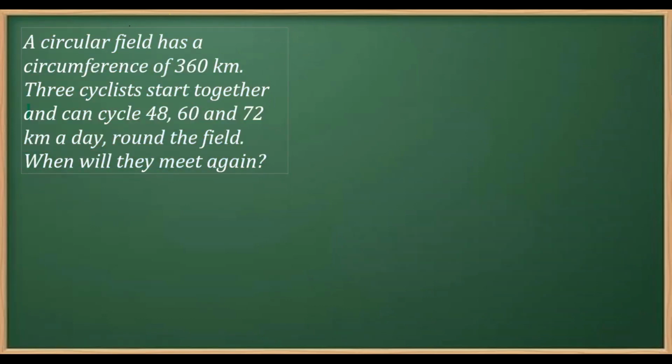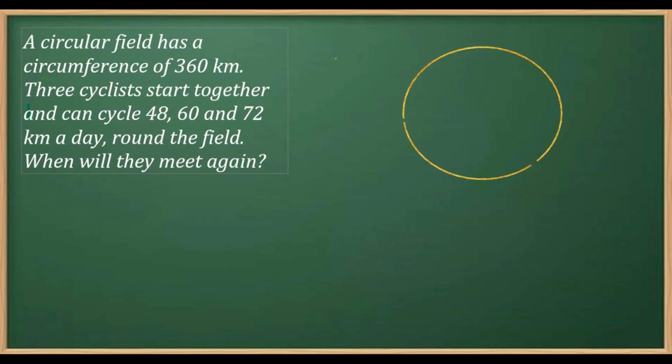So first, let's say this is the circular path, and if I take these as the cyclists, the first cyclist is covering 48 kilometers, right? It's not covering the whole journey or the whole circumference. In one day it can cover, let's say starting from here, it goes till here only.